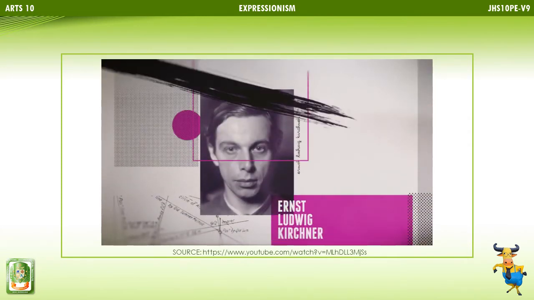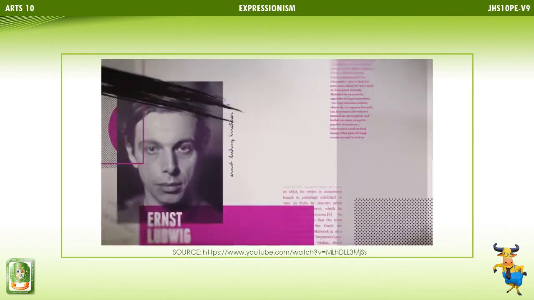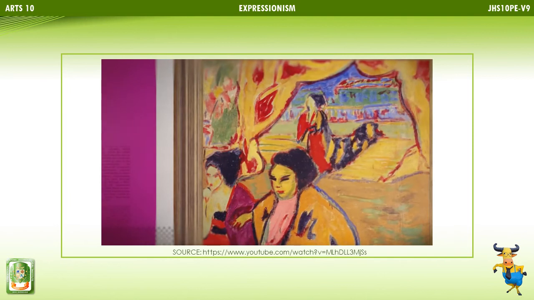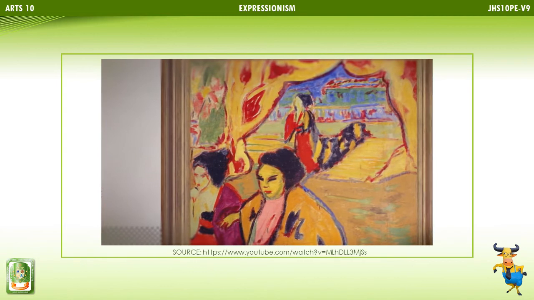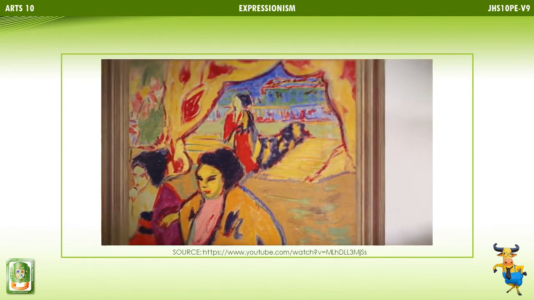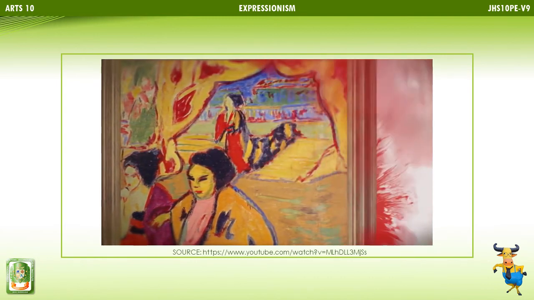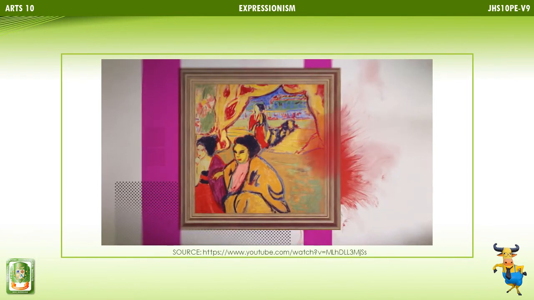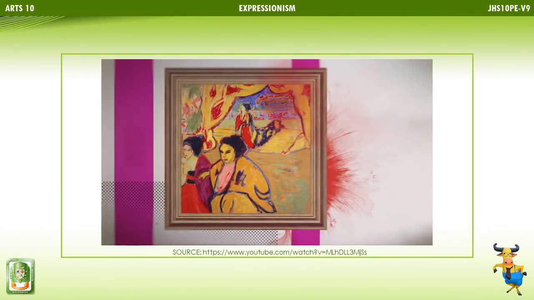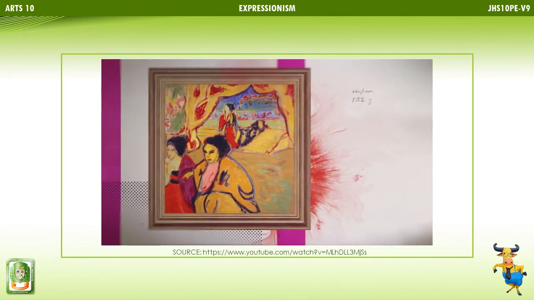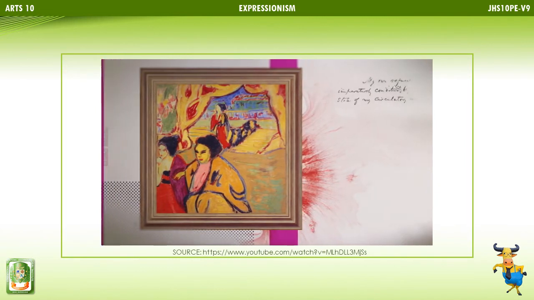Ernst Ludwig Kirchner was a key member of the Bridge. This early painting by him is highly decorative as well as expressive. The bold use of colour and exaggerated form express the exotic qualities of the subject. A Japanese theatre group performing in Dresden. Something new and exotic, escaping from tradition.